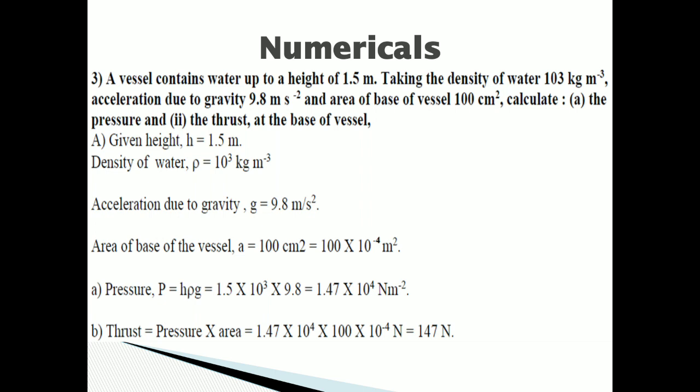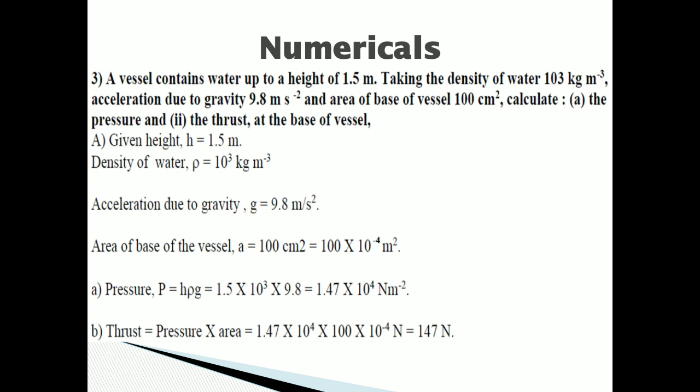So first of all, we know the value of h, that is 1.5 meter. Density of water is 10 raised to 3 kg per meter cube. Acceleration due to gravity is 9.8 meter per second square. Area of the base has been given as 100 centimeter square, so we have to convert centimeter to meter. For converting centimeter to meter, it is 10 raised to minus 2, but over here it is centimeter square, so it will be 10 raised to minus 2 whole square. So we will be getting 10 raised to minus 4. Therefore, area of the base of the vessel is 100 into 10 raised to minus 4 meter square.